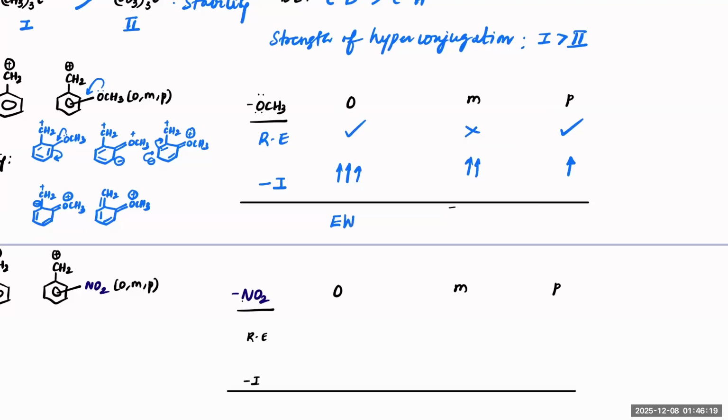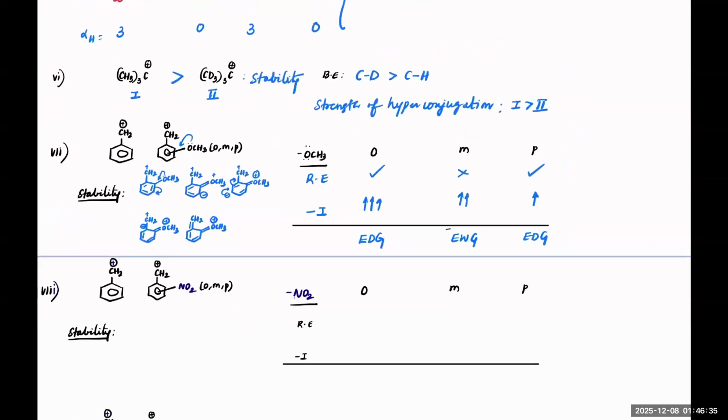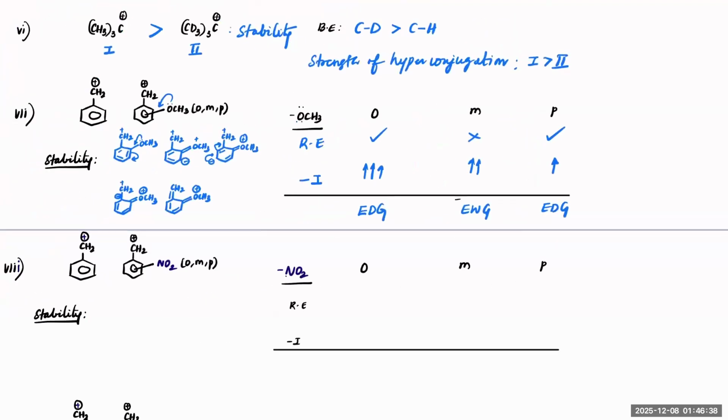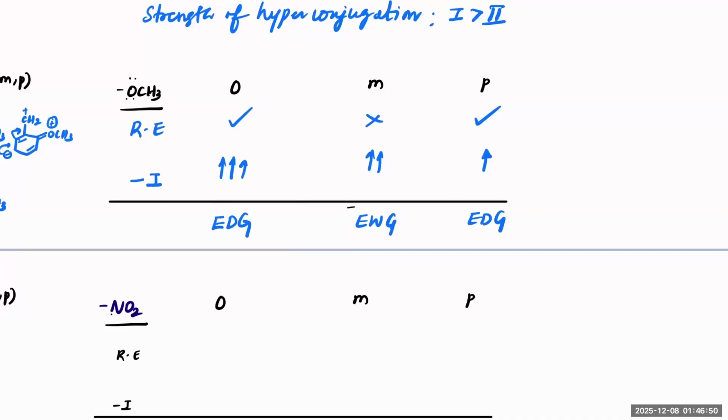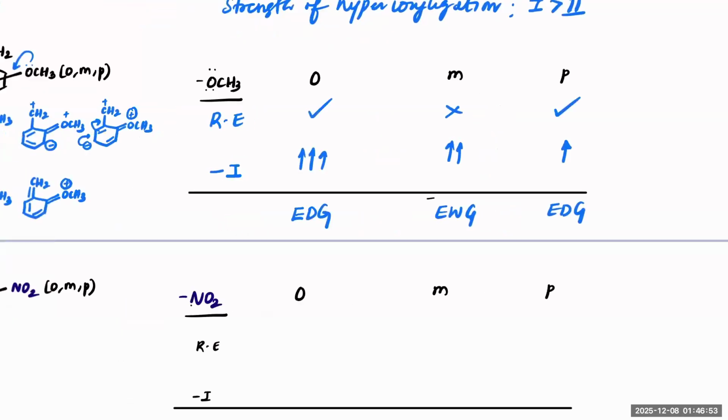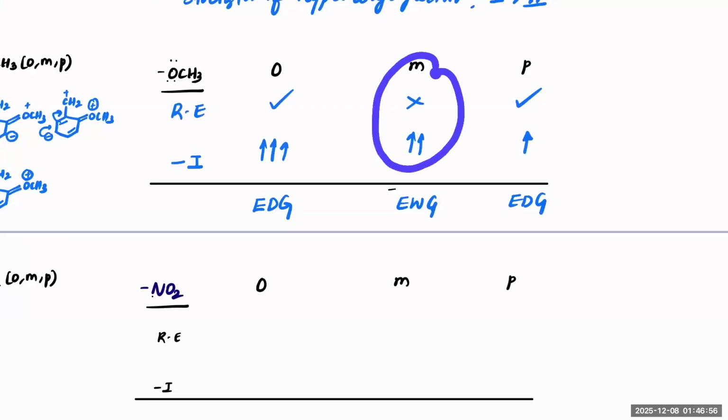So overall, an electron donating group is observed at the ortho position. At meta, you have only the minus effect, so it is an electron withdrawing group, and at the para position, it is again an electron donating group. So you can see, this is electron donating, this is electron donating. Both will try to donate electrons to that benzene ring. Hence, the more the donating nature, the more is the stability of the carbocation. While at the meta position, if you notice, it is actually withdrawing.